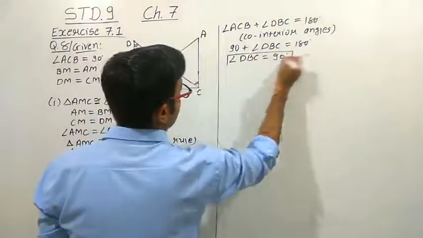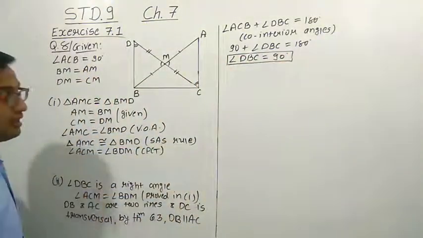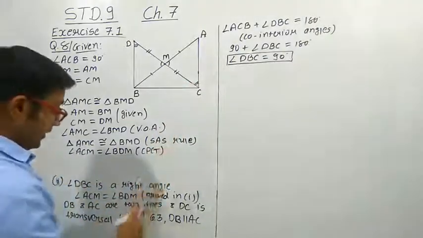degrees. And what is the meaning of this? That is, angle DBC is what? DBC is a right angle. So in this way we can prove this thing.